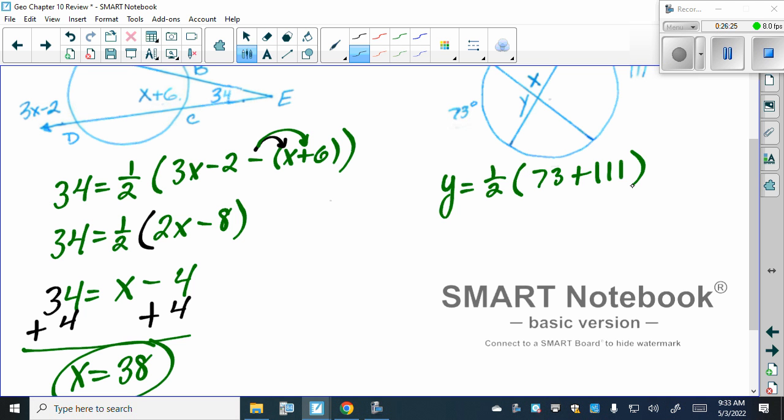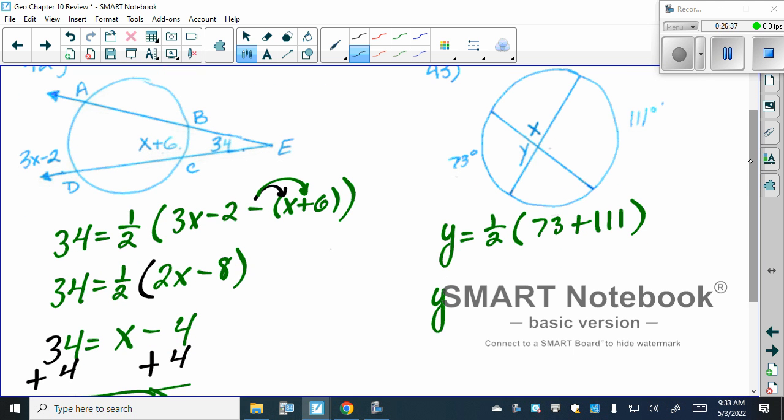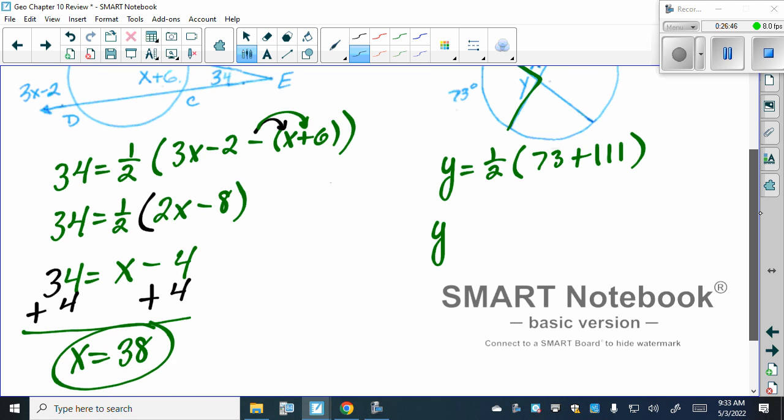Whenever the lines intersect inside the circle, we add them together. Similar formula, but instead of subtracting, we add. And the angle is always kind of connecting one of the two that we have. So y connects to both of those there. Now on this side here, 1/2 times 73 plus 111. Is there a single variable anywhere there? Plug it in.